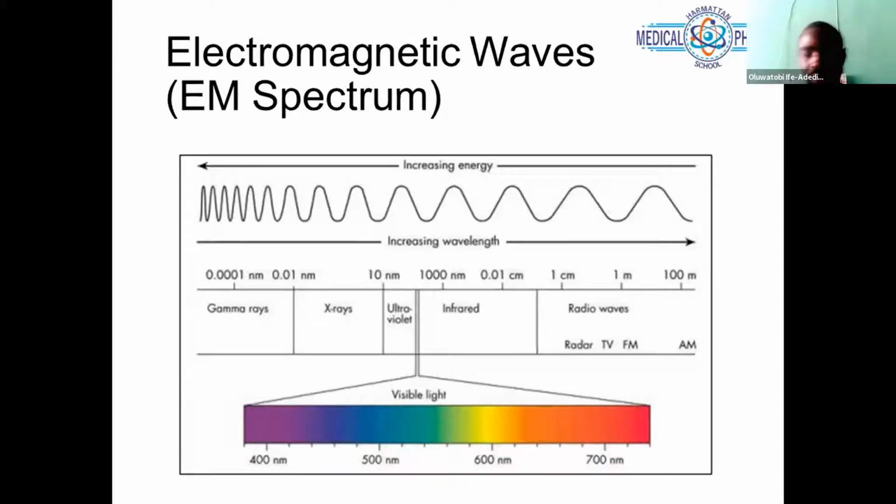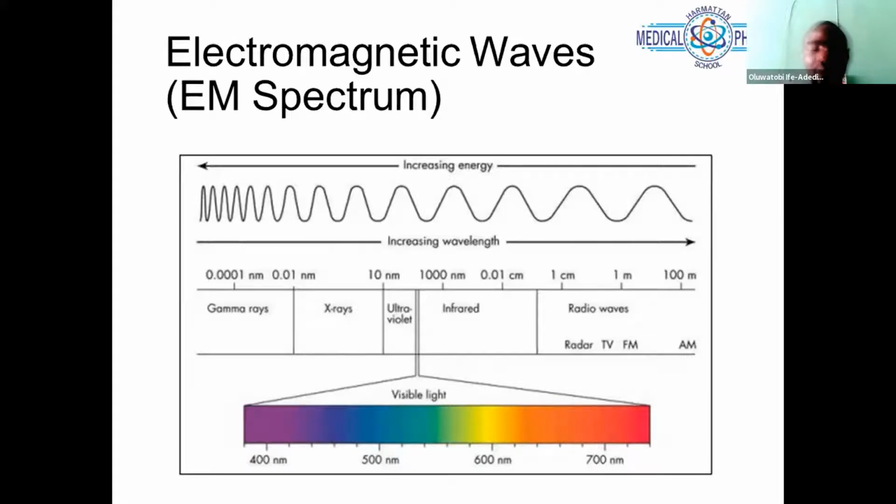So from right to left now, we can see the spectrum in increasing energy. And then from left to right, we can see increasing wavelengths, to suggest that the shorter the wavelength, the higher the energy. So we can see radio waves, infrared, the visible light region, ultraviolet, X-rays, and gamma rays.